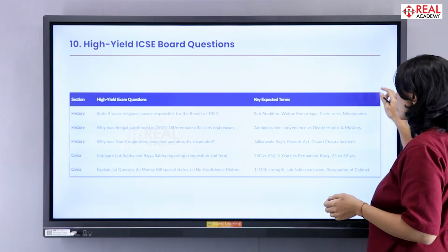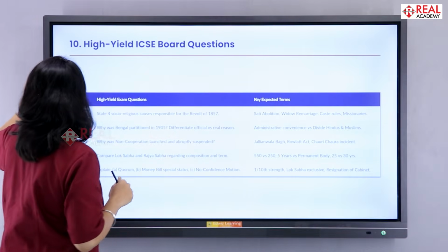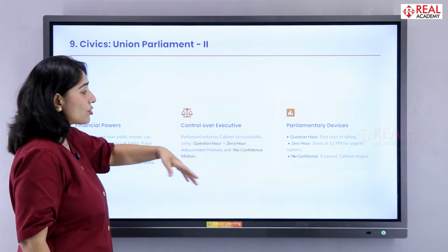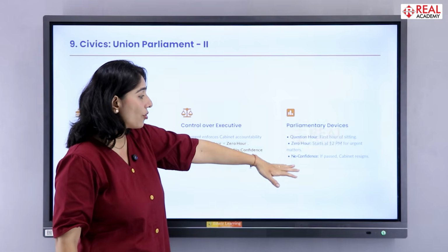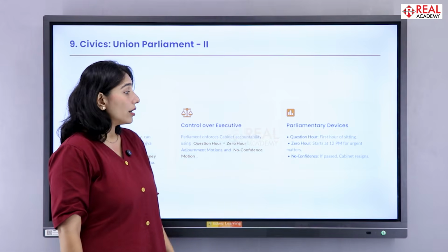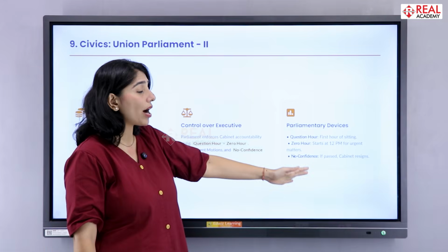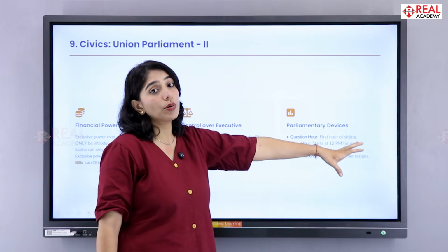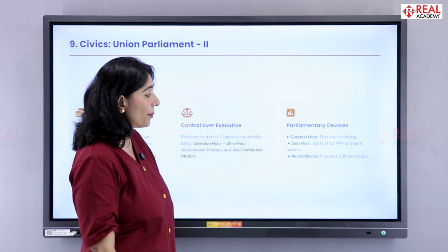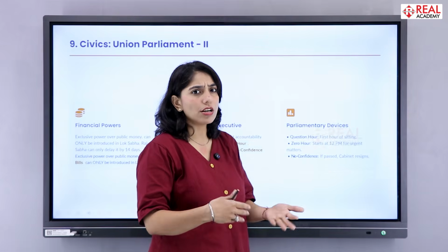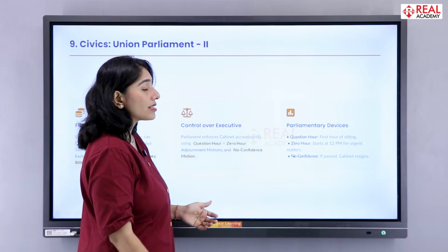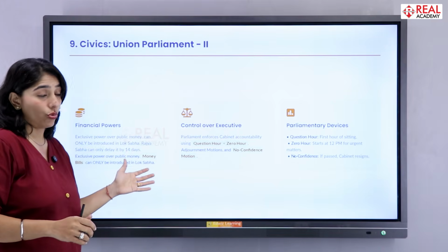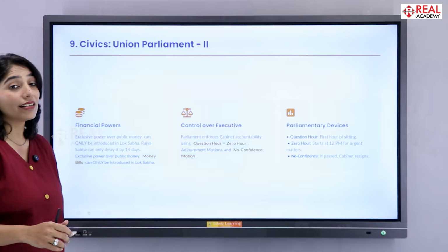So when we talk about parliamentary devices, for example, we talk about the question hour, the zero hour, and no confidence. What is no confidence? If passed, it is not only that one particular individual resigns, it is the cabinet that will resign. Zero hour normally starts at 12 p.m. for some urgent matters to be discussed. Question hour is the first hour of sitting. So from chapter number 2, these are the most important things one needs to know.